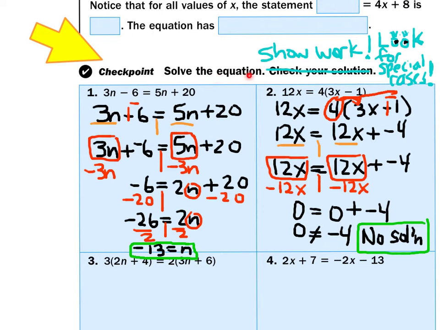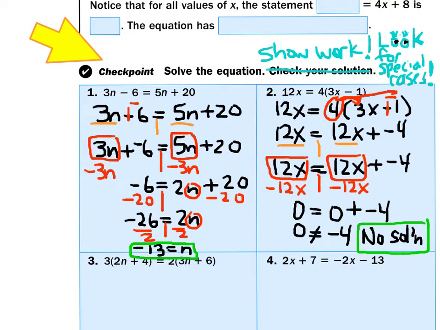Okay, so now we're going to solve these equations. You need to show the work and look out for special cases, okay? So now look at number 1. 3n minus 6 equals 5n plus 20. So I copied it down exactly like they gave me the problem, and I grabbed my red, I added a line and changed the sign in front of the 6.